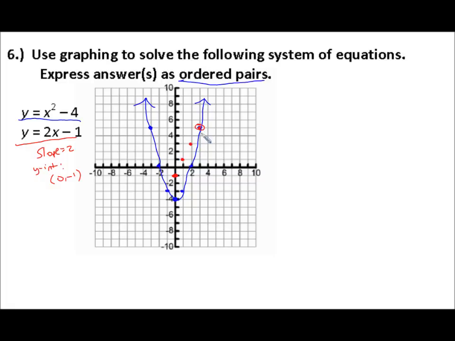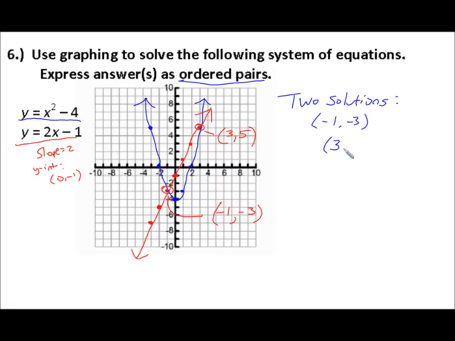And here we go. Here's our first intersection point. It is at the point 3, 5. So we continue that line. But here's your other intersection point. It does occur at negative 1, negative 3. Our 2 answers, the 2 solutions for the system, are negative 1, negative 3, as well as 3, 5.